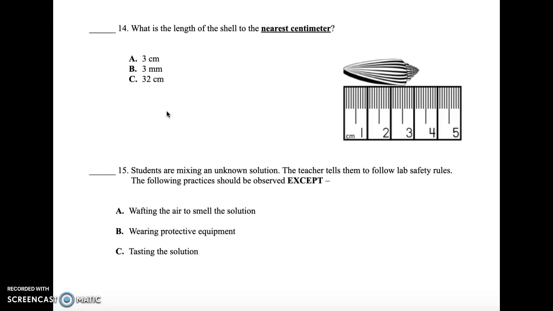Number 15. Students are mixing an unknown solution. The teacher tells them to follow lab safety rules. The following practices should be observed except A. Wafting the air to smell the solution, B. Wearing protective equipment, or C. Tasting the solution.